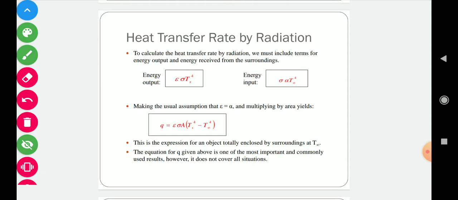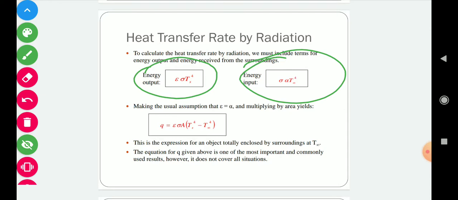This is the expression for an object totally enclosed by surroundings at T infinity. So whatever energy is emitted by this object will be gained by the other object. It means one object is completely enclosed by another object, so there is no energy lost, and whatever energy is emitted by one object is received by the other object. The equation for Q given above is one of the most important and commonly used results.